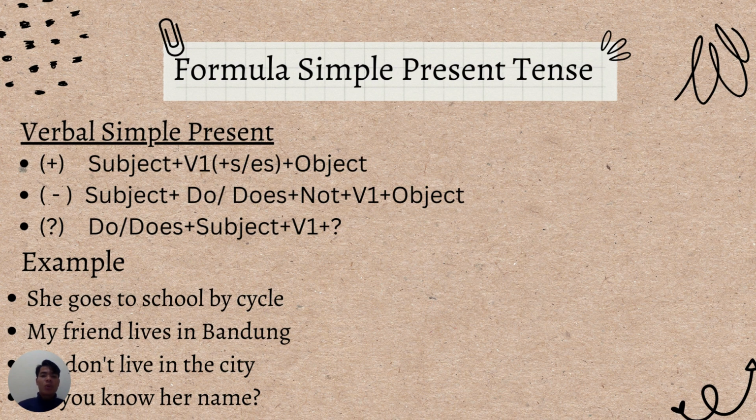For example, we go to school by cycle. She goes to school by cycle. My friend lives in Bandung. We don't live in the city. Do you know her name? There are many examples of verbal simple present tense.